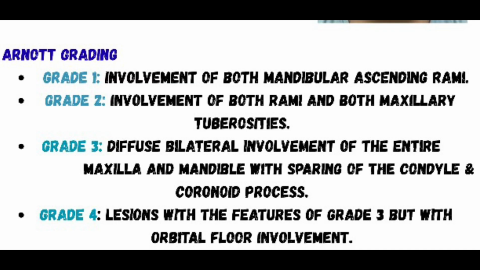Grade 2. Involvement of mandibular ascending rami as well as maxillary tuberosities. Grade 3. There is massive involvement of the entire maxilla and mandible excluding the condyles and coronoid process. Grade 4. It is similar to grade 3 but also includes involvement of the orbits, potentially causing orbital compression.